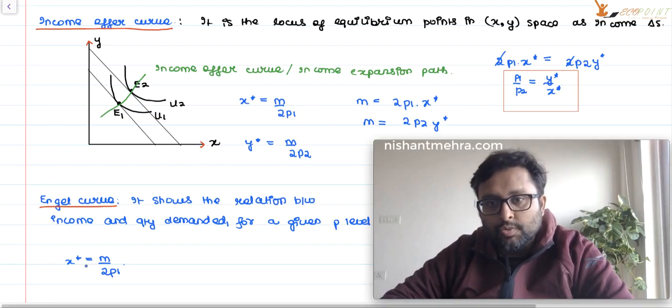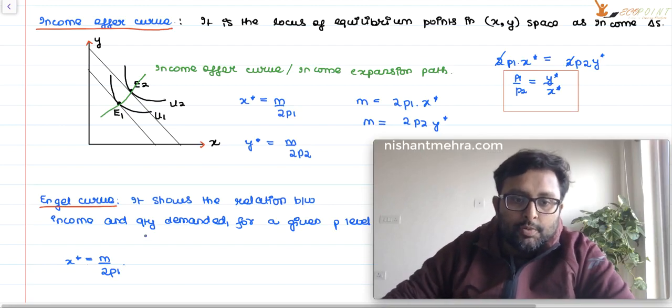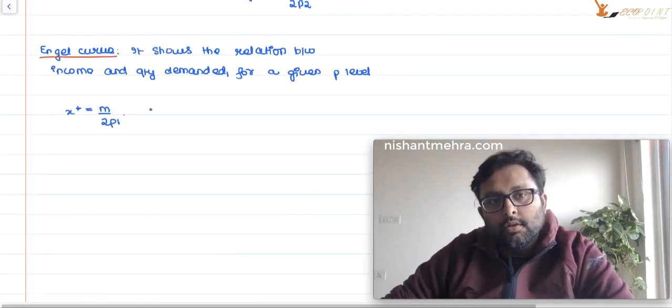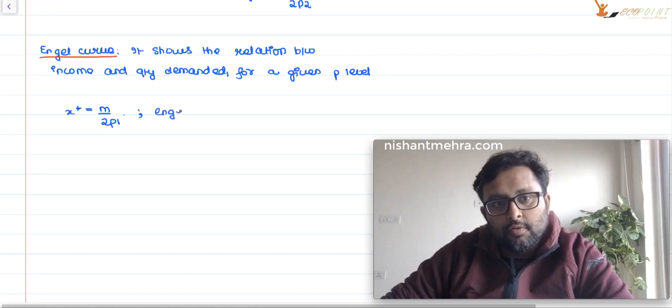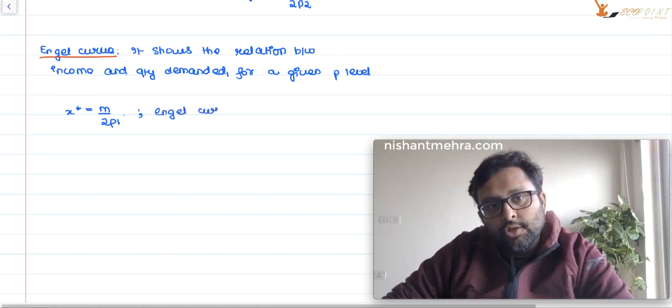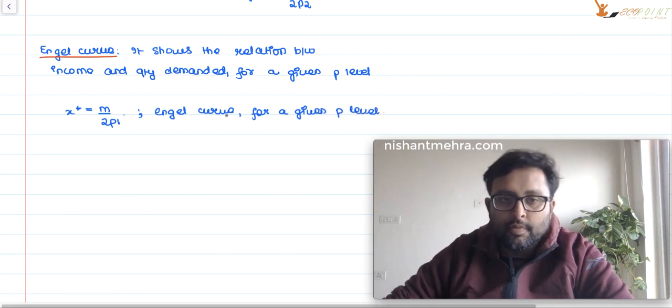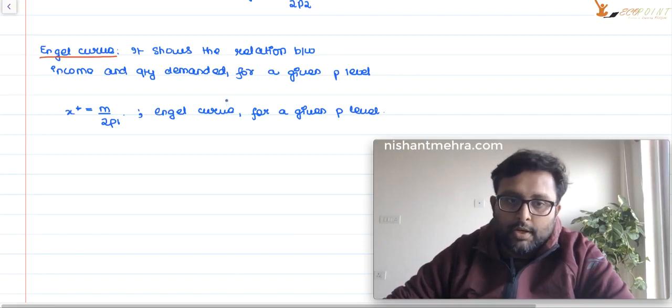P1 is given to you. So this is just the relationship between income and quantity demanded. This is an expression of the Engel curve for a given price level, right?